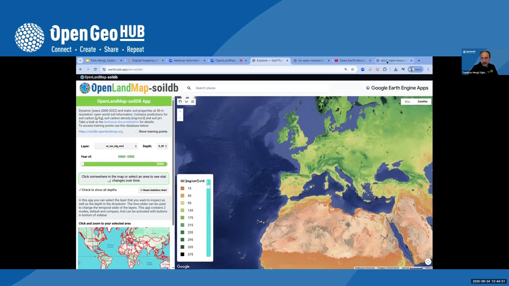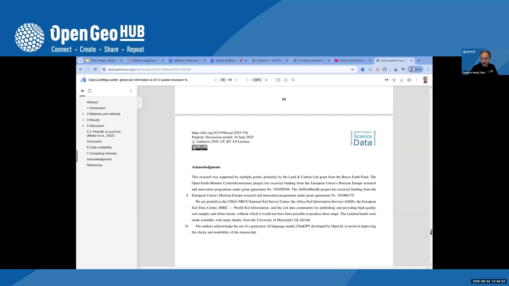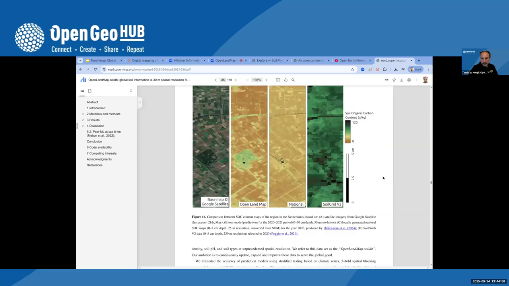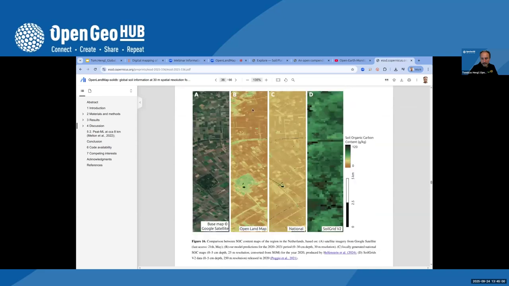And as I said, there is also the publication. You can read all about this work and the accuracy assessment. You can also see how this data compares to some previous data products. So you can see here the OpenLandMap, and this is the national dataset produced for the Netherlands, I think. And so you can see the difference, the effect of 30-meter resolution versus 250-meter resolution. You can see there is a lot of detail that you will not get from the 250-meter.